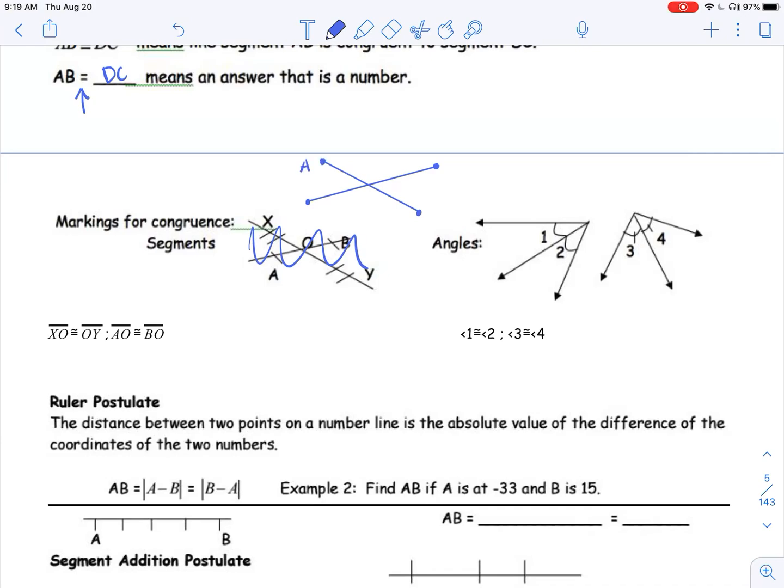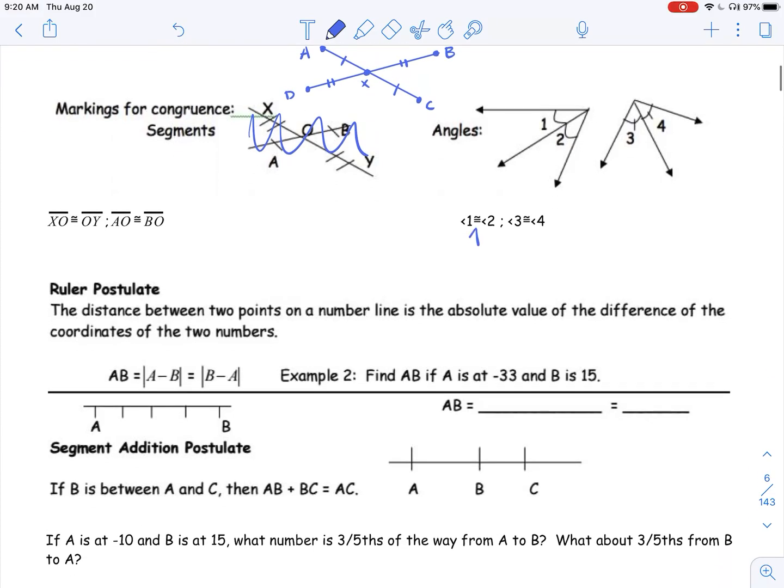So if I have A, B, C, D, and X, if I mark things like this, those little tick marks tell us that AX is congruent to XC. And if I mark these two with two little tick marks, that tells me that DX is congruent to XB, but that the ones with one mark and the ones with two marks are not congruent to each other necessarily. Here we have how to mark angles congruent, and here are our statements.